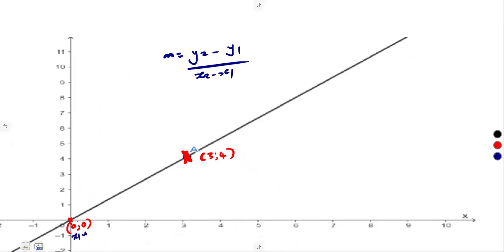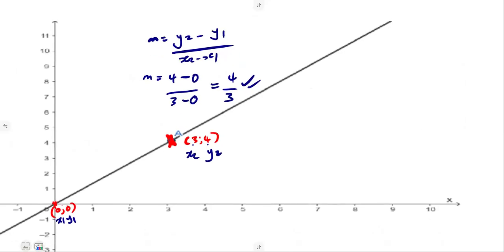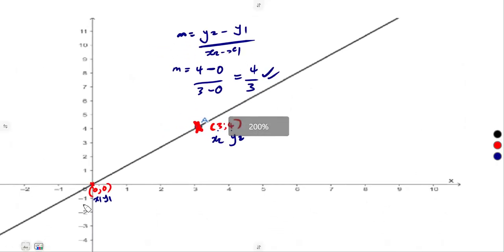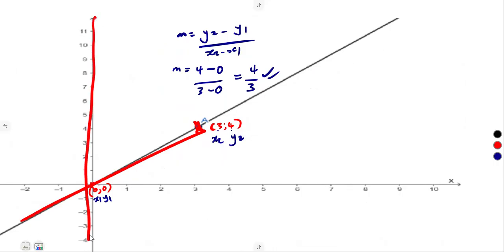You can have this as x1, y1. This is our x2, y2. So substituting y2, that's 4, minus y1, which is 0, over x2, that is 3, minus x1, which is 0. So that's 4 minus 0, which is 4 over 3. That's our gradient. The y-intercept, as we can see, the line crosses the y-axis. This is our y-axis. So it crosses the y-axis at 0, at the origin. So our y-intercept is 0.